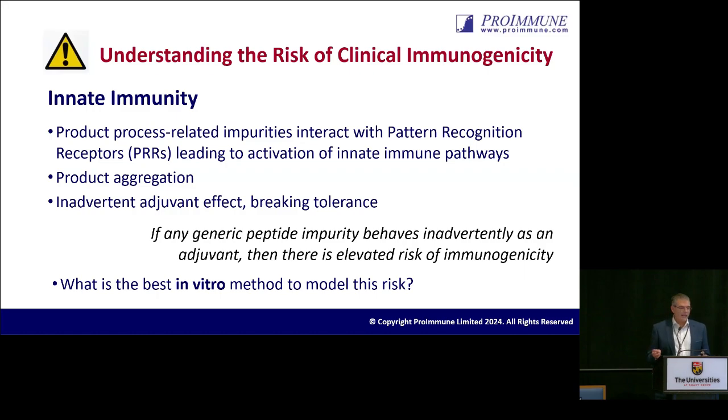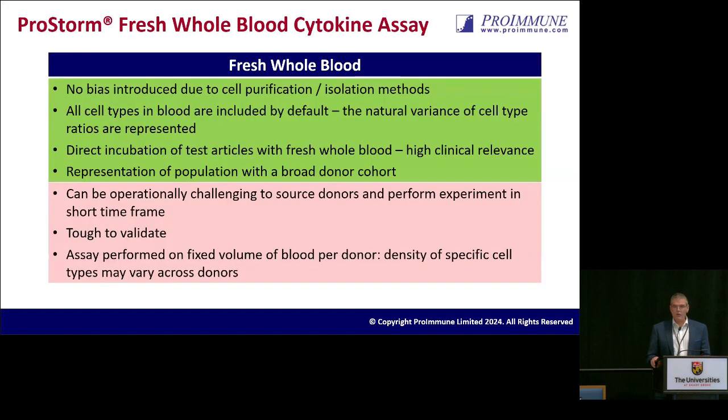So what is the best in vitro method to model this risk? In the room, we have a range of opinions. We come down quite strongly that the fresh whole blood assay is a really great model for a number of reasons. But in the interest of non-bias, I'm going to present both the positive and the negative aspects. The first thing to highlight is that when you're working with fresh whole blood, there's no bias introduced due to cell purification or isolation methods.